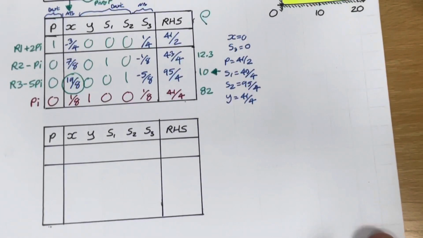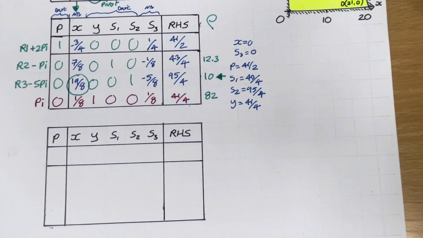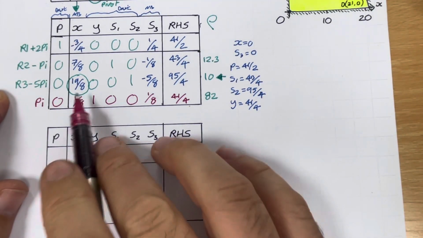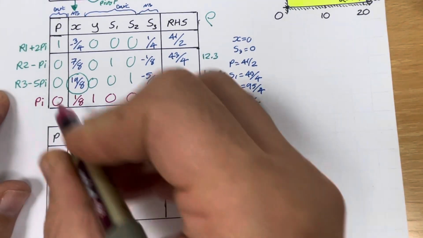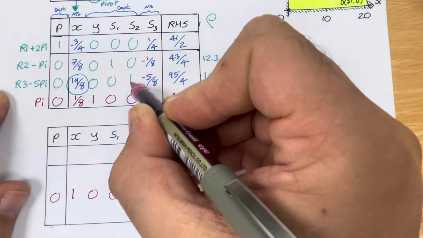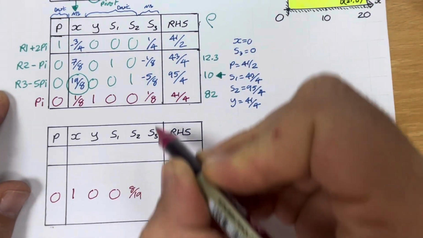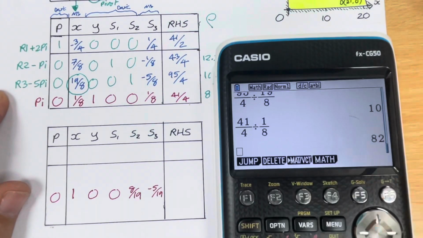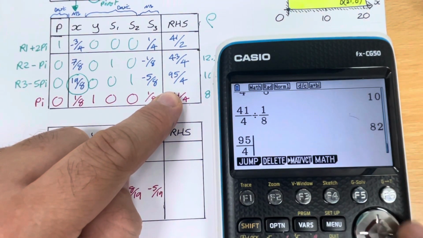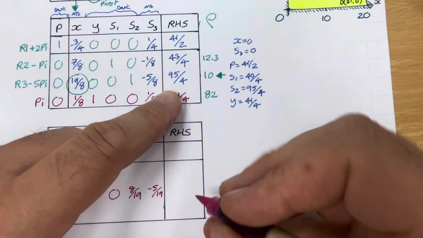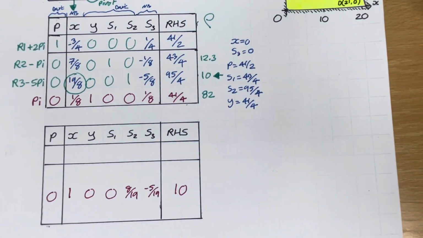Now, to make that a pivot, we need to take that whole row and times it by 8/19, because in doing so, that will make that entry number 1, which is what we want. Okay. So 0 times 8/19 is obviously 0. That's going to remain as a 0. That's going to remain as a 0. That's now 8/19, and that is going to be minus 5/19. And then I also need to do 95 quarters times 8/19, which is 10. Okay. So that is now my pivot row.